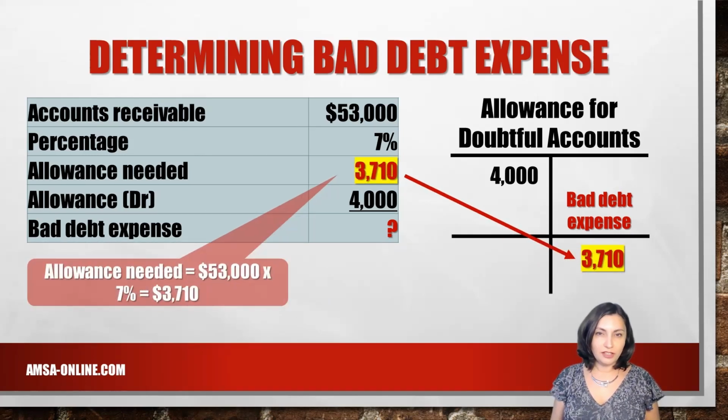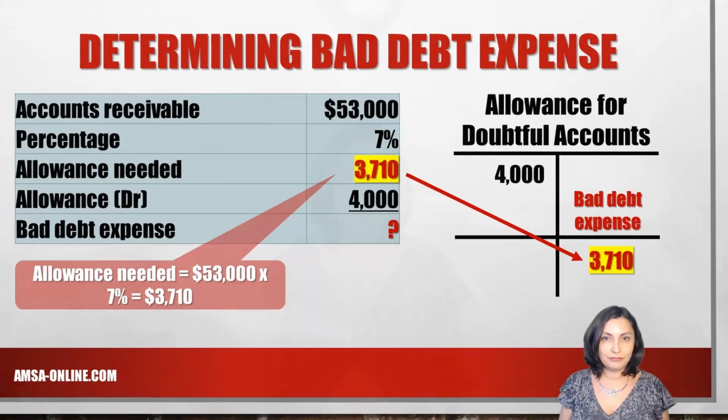The allowance needed equals the accounts receivable balance of $53,000 multiplied by the estimated percentage, which is 7% in our example. The allowance needed is $3,710. We record it as a total on the credit side of the T-account.